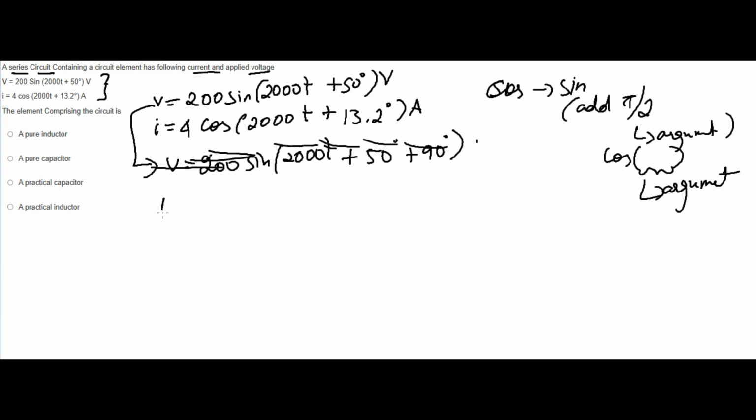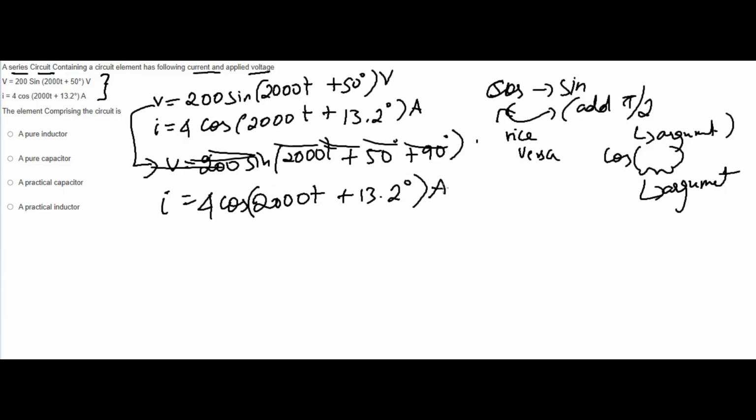Very simple. So I is equal to, I'm going to change cos to sine. This is vice versa: when you add pi by 2, cos becomes sine and sine becomes cos. So I is equal to 4 cos of 2000t plus 13.2 degrees amps. Is it right? There is no problem here.